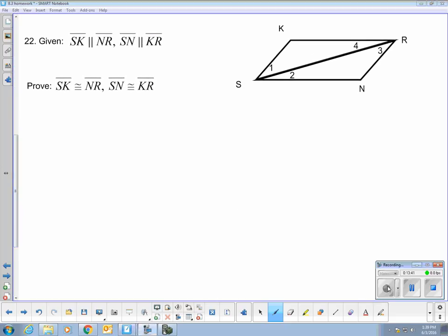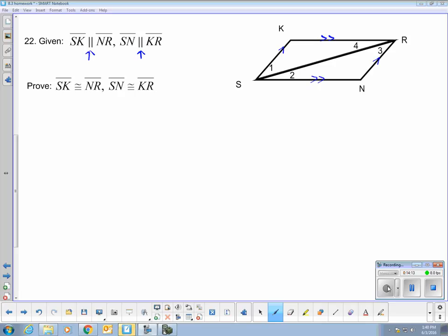So we're going to review another proof, and this one has some interesting information in the given. So let's just review what the symbol means. The symbol means parallel to. It does not mean congruent. It means that those two segments are parallel. So I'm going to put a little mark here. SK is parallel to NR. And then we have another pair of parallel sides. These two sides are also parallel.